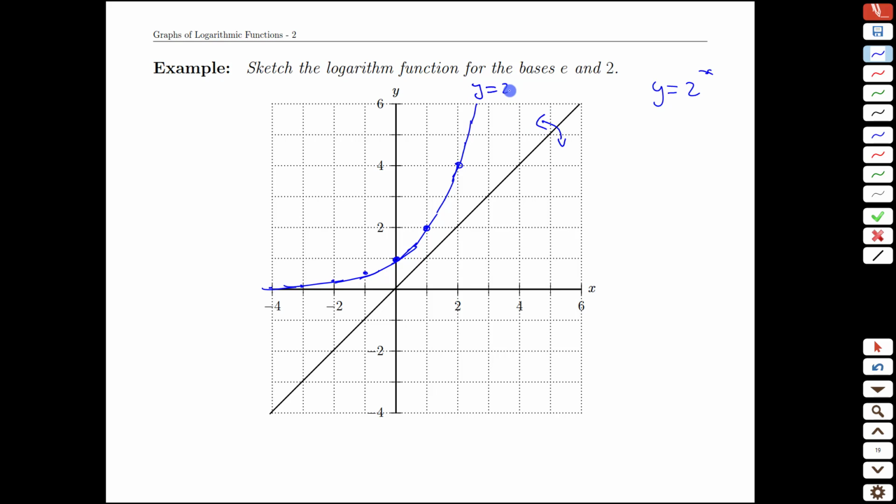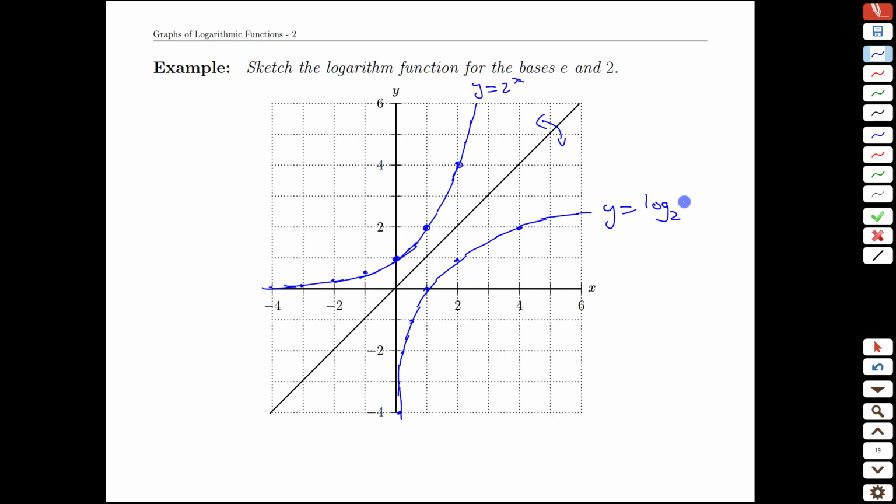Let's put it in here, 2 to the x. And I'll keep the colors the same for the logarithmic version of it. We would have a mapping from here to here, here to here, a half, a quarter, an eighth, 16th, and 4, and so on. This graph would be the graph of y equals log base 2 of x.